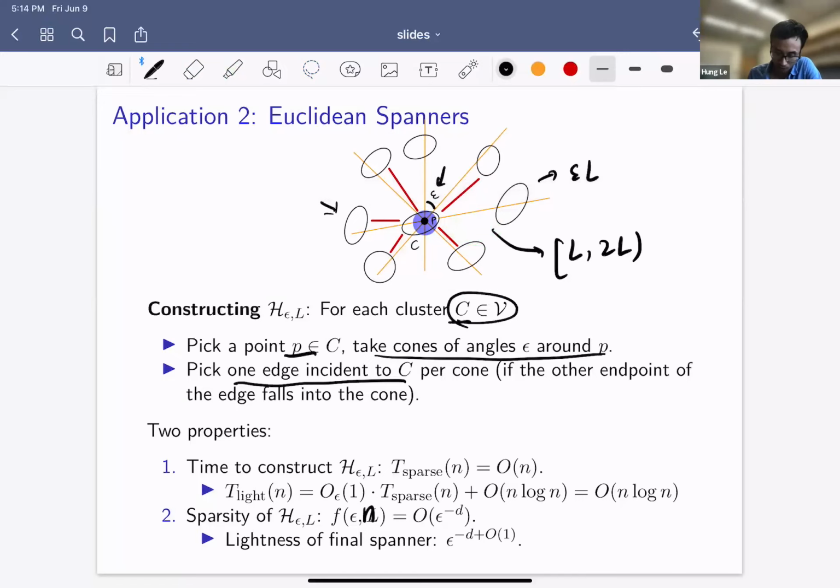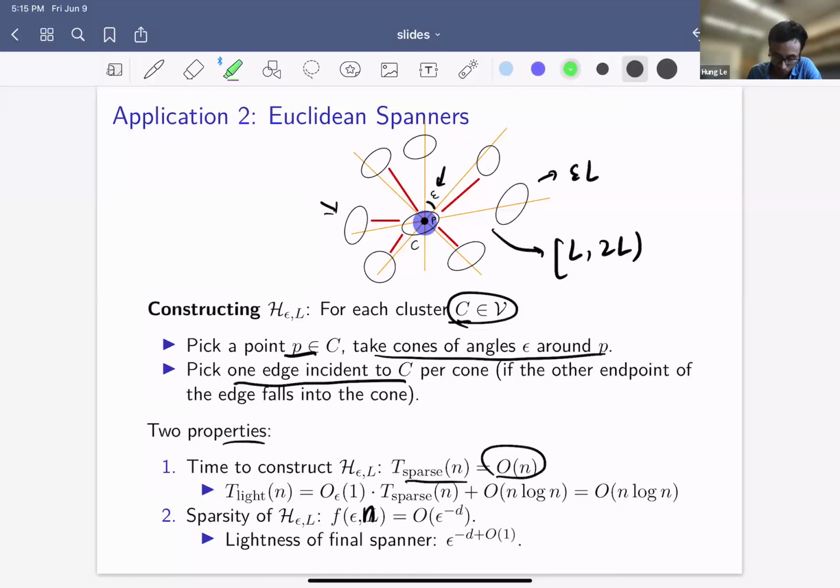Okay, so what are the properties of this spanner? There are two properties of the spanner for this cluster graph. The first is that the time to construct this spanner can be linear. Basically, we just take a cluster, take a point, build a cone around it, remove edges, and this can be done linear in the number of clusters, which is order n. So this spanner can be constructed very quickly, with n the number of points.